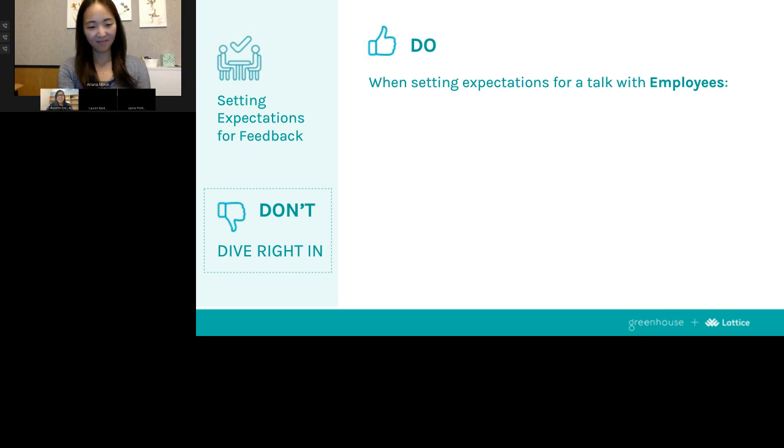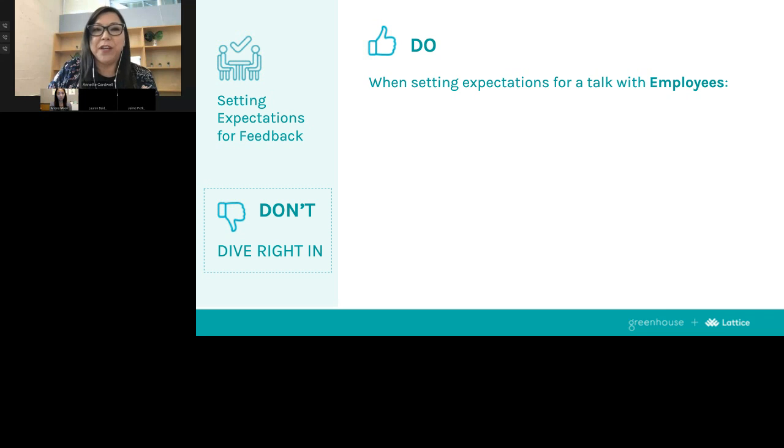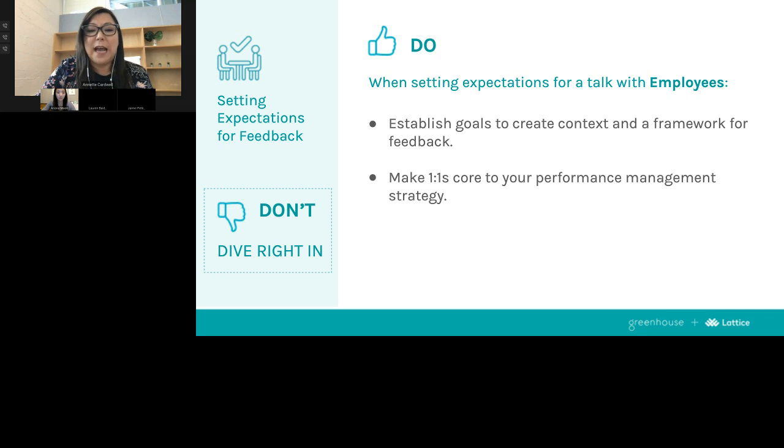All right, great. So setting expectations for employees and feedback, slightly different. The first thing that we always like to emphasize is that you want to establish goals for feedback. That helps create context for your conversations. One of the keys to effective feedback is making sure the recipient knows exactly what they're being measured against in the first place. So starting with the goals that you want them to achieve and using that as a touch point for conversations ongoing becomes a framework for performance expectations.